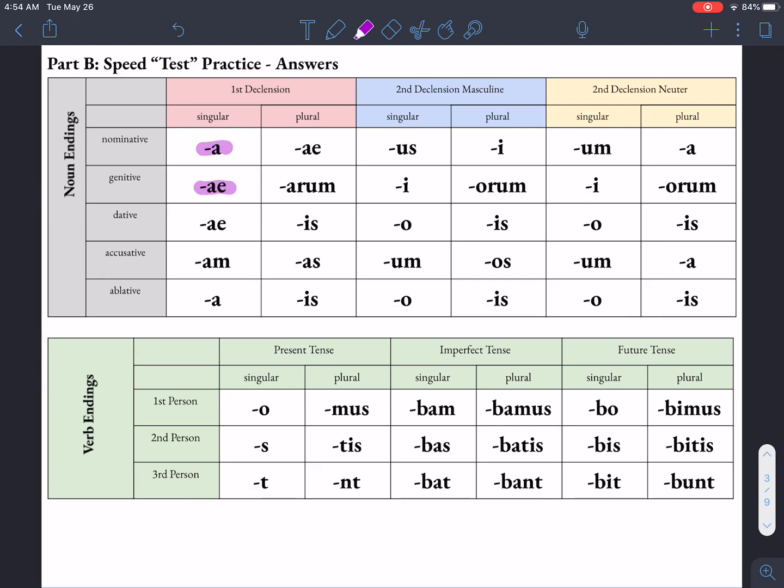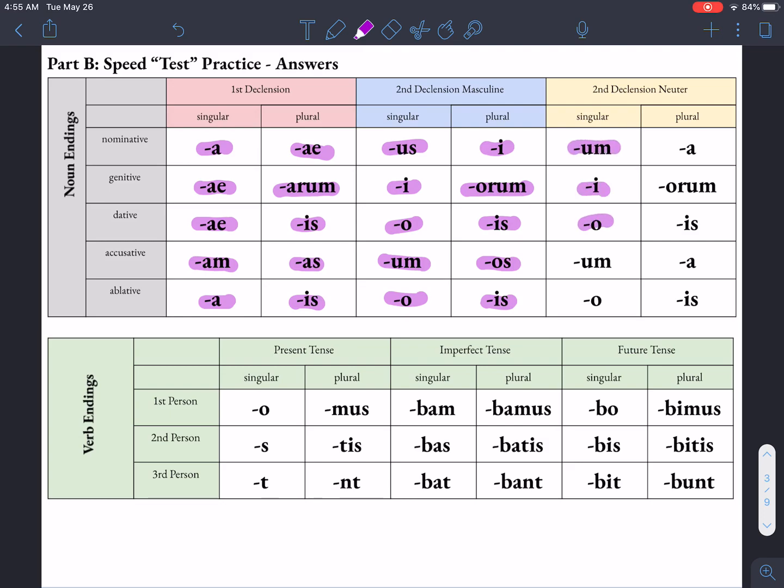A, E, A, E, A, M. A, E, A, R, U, M. I, S, A, S, I, S. Now the first declension's through. Now we're on to number 2. U, S, I, O, U, M. O, I, O, R, U, M. I, S, O, S, and I, S.